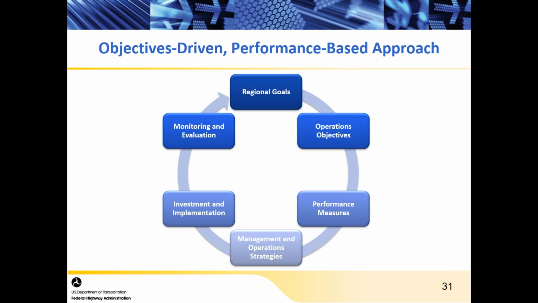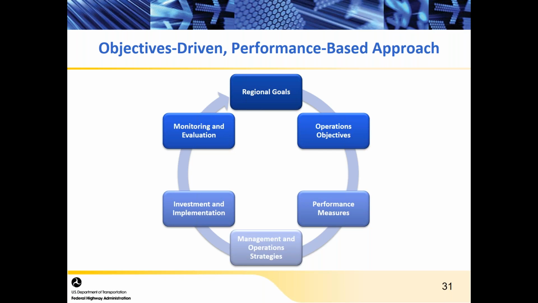One of the things that's very important to reflect on is that the development of ATM strategies is part of the objectives-driven, performance-based approach. This approach is reflected in a lot of material on the US DOT website, but it looks at identifying regional goals for your system, identifying what your operations objectives are for the network, and establishing performance measures. What are those performance measures that you want to use to determine whether or not you're successful at your operations objectives and meeting your goals?